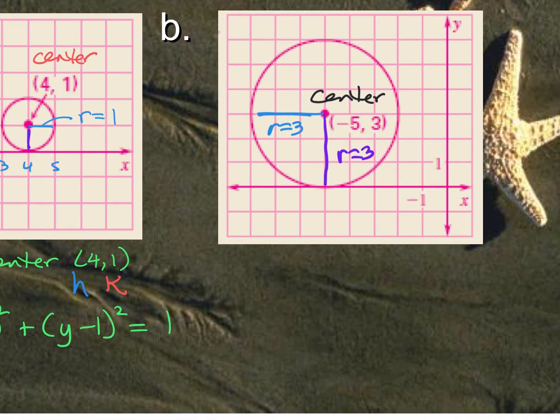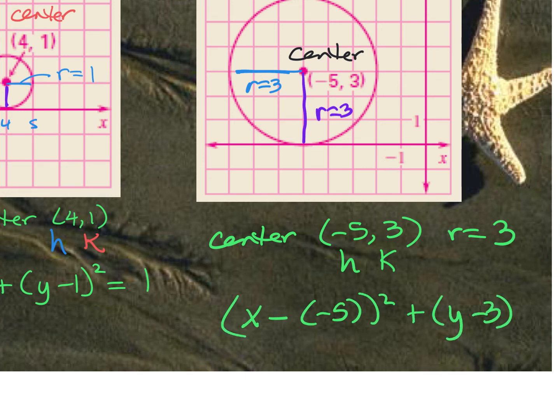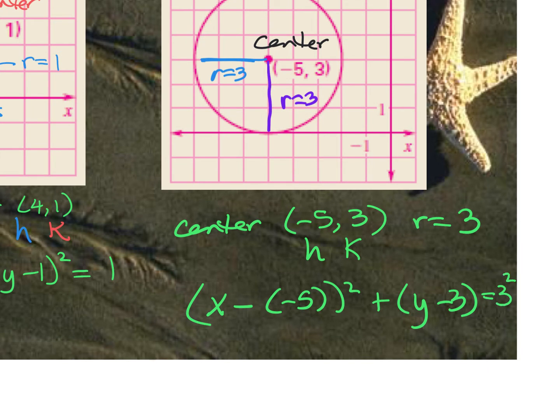So now let me go ahead and fill it in. So again, I've got a center, which is located at negative 5, comma 3, h and k. And then I've got my radius length of 3. So it's going to be x minus negative 5 plus y minus 3 equals 3 squared. So this will become x plus 5 squared plus y minus 3 squared equals 9. And you're done.